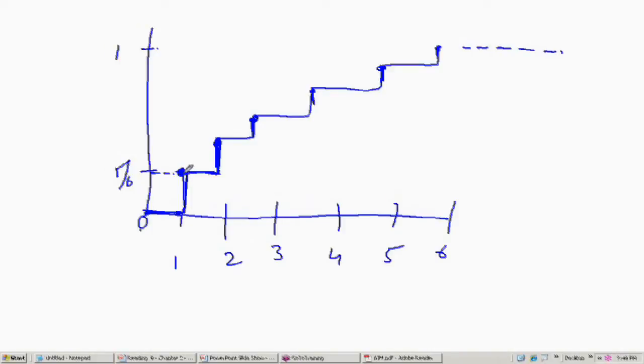At 1 it will become 1 by 6. It will remain up till just above 2 as 1 by 6. At 2 it will become 2 by 6, and it will remain the same up till 3. At 3 it will jump. It will become 3 by 6. Up till 4 it will remain as 3 by 6. At 4 it will jump.